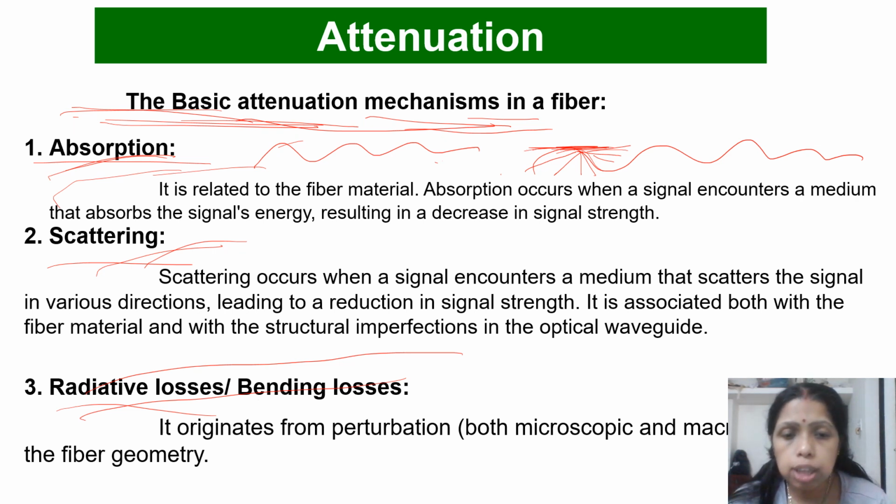Next, the last one is the bending loss. As the name suggests, if you bend the fiber, it is not properly following the total internal reflection, or it is not going in the particular direction. If there is an interface, again there will be a reflection from the geometry of the fiber. So these are the reasons for getting the attenuation inside the fiber.